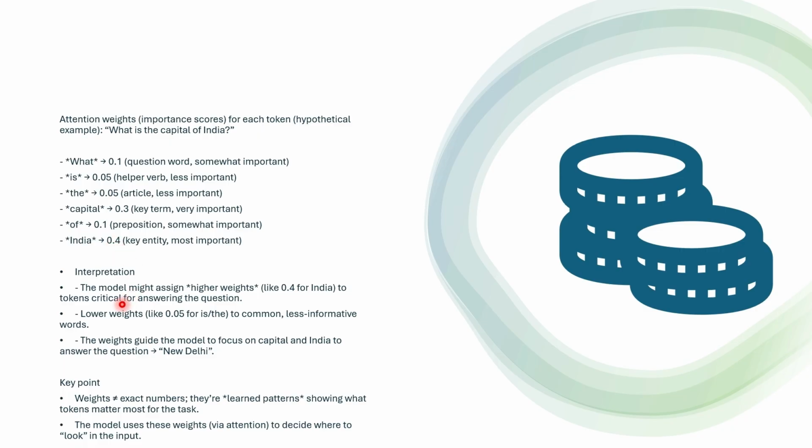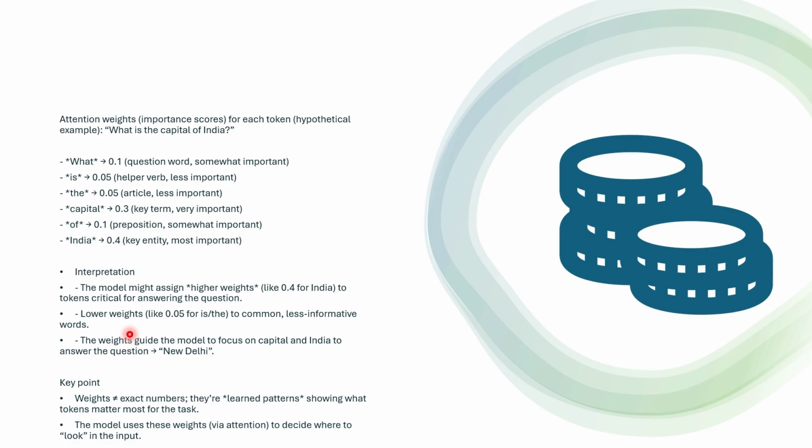Here, what we have to basically interpret is, guys, the model might assign higher weights like 0.4 for India to tokens critical for answering the question. Whenever you're asking some question to GPT models, it will break it down into tokens, and there are some critical tokens using which the GPT model will answer your question, and those tokens will always be given higher weights. And lower weights go to less informative words. For example, as you see here, is is a less important word, and hence it will be given a lower weight.